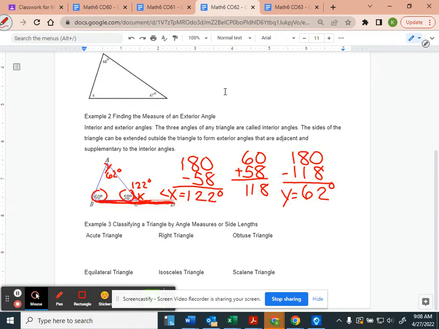On the bottom, it says classifying a triangle by angle measures or side lengths. So, what would an acute triangle look like? What does an acute triangle look like, Will W? It's a triangle with points smaller than 90 degrees. Yeah, all the angles have to be smaller than 90 degrees. They have to be acute angles.